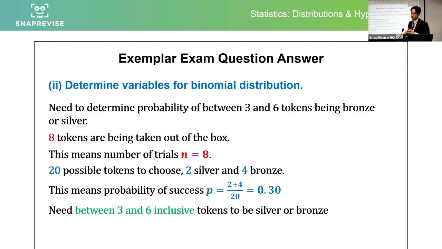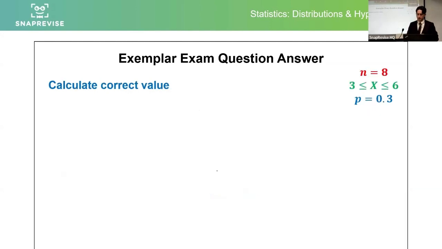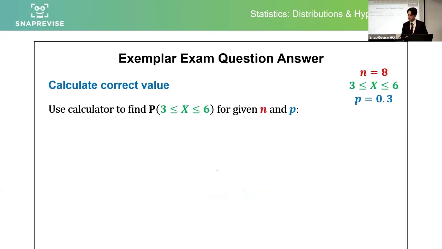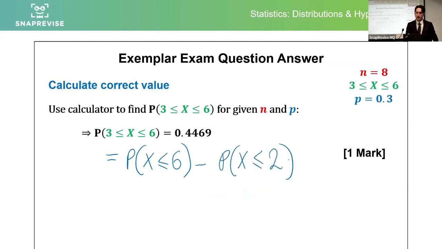So again, some of you have a calculator that can cope with that. But if not, what we can do is look at how we could split these tails up. So between 3 and 6, you could do this as the probability of less than or equal to 6 minus the probability of less than or equal to 2. And that will leave 3, 4, 5, 6, everything in between. That will give us our answer.